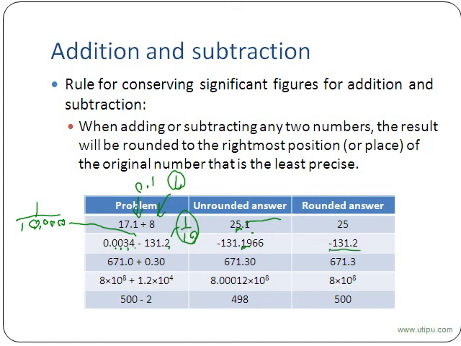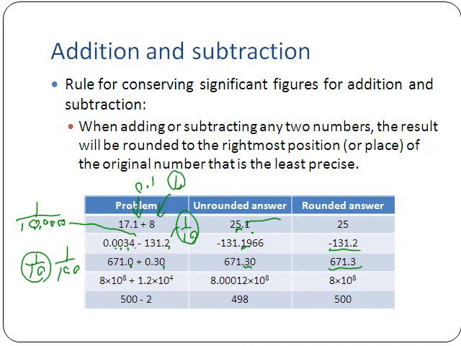Okay, our next one, 671.0 plus 0.30. We add these two up, we get 671.30. Now in this case, for 671.0, the rightmost significant place is the tenths place. For the 0.30, the rightmost place is the hundredths place. So we have tenths versus hundredths. Which one is less precise? Tenths is less precise. So we're going to round this to the tenths place right here. So the tenths place means 671.3. The 0 gets dropped off.